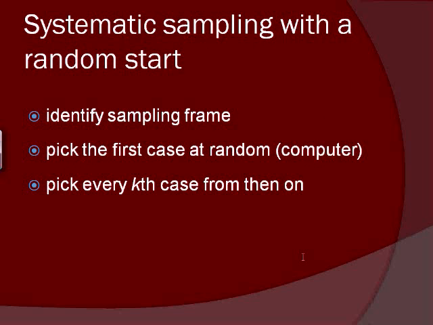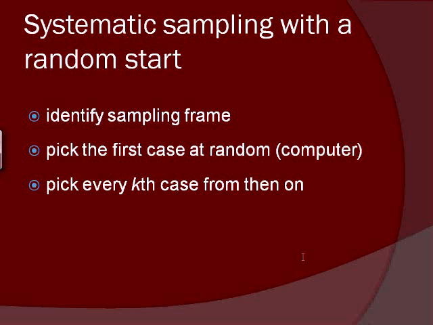Another option for selecting cases is what we call systematic sampling with a random start. Once again, you need a sampling frame for it. You pick the first case at random, and you can just let the computer do it, or you can use randomizer.org just to pick one single random case. And use that as a starting point in your sampling process, and from there on, pick every case from that point on down the list. That means that you might pick every 10th or every 15th or every 20th case from the list. And that interval of how many cases apart you pick a case is called the sampling interval.